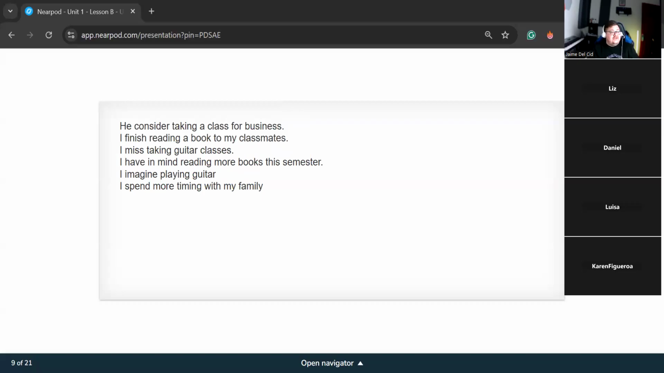Very good, very good. I think the first two sound better if you're telling a story in past. So, for example, he considered in past, right? He considered taking a class for business. Number two, the same. If you finished reading the book, then it's I finished reading a book to my classmates. I think that the conjugation is good. Just reconsider the tense of the verb, right? If it's past, it sounds better. Now number three is perfect. I miss taking guitar classes. I don't think I have any comments about that. Okay. Thank you. You're very welcome.